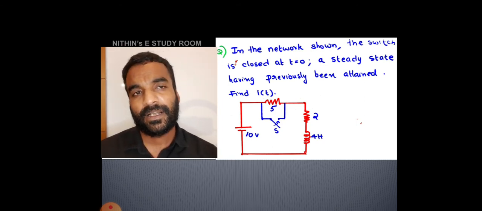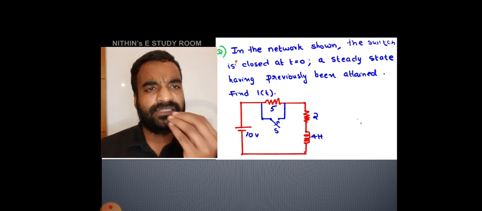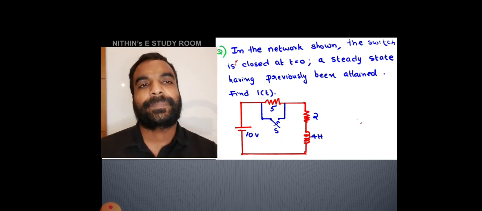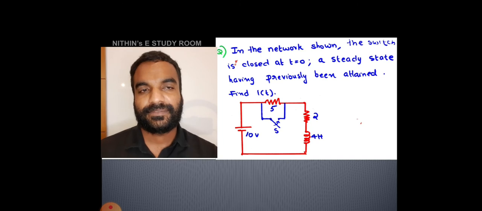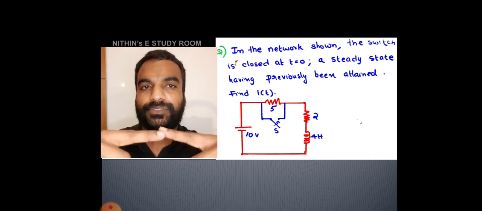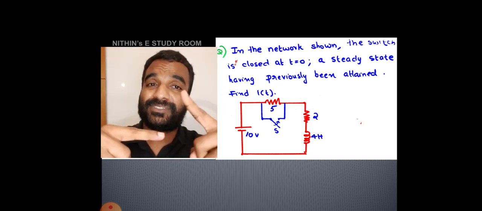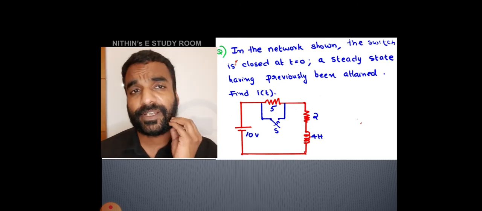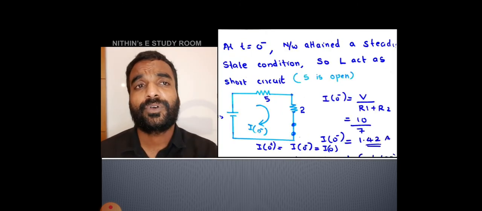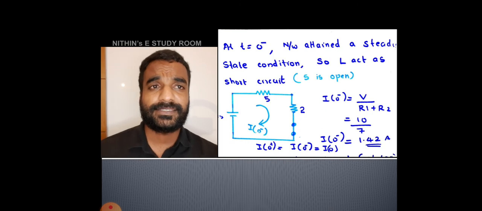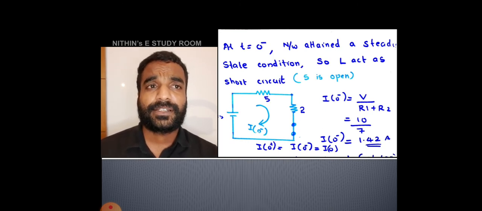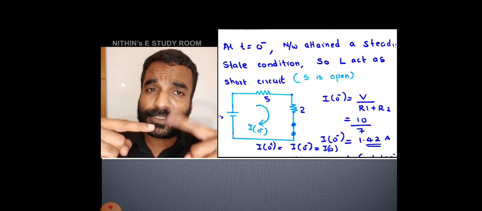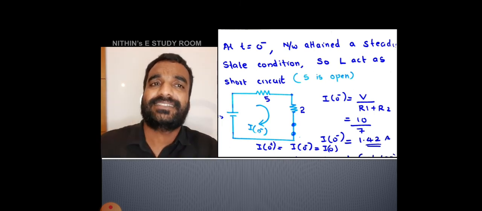That means with the switch open itself, you obtained a steady state. And at t is equal to 0, you are going to close the switch. So before closing the switch, the circuit is in a steady state, a steady state RL condition. Then you are asked to find I of t. So first of all, you have to go to the initial condition at t is equal to 0 minus. Before the switch is closed, you are already in a steady state condition.